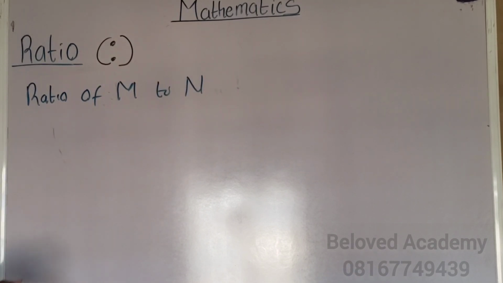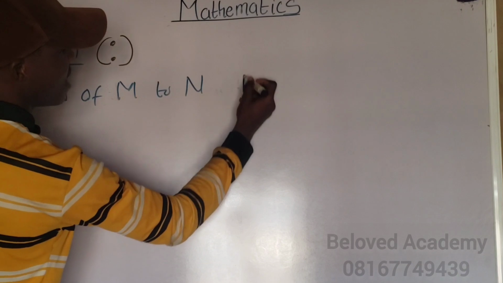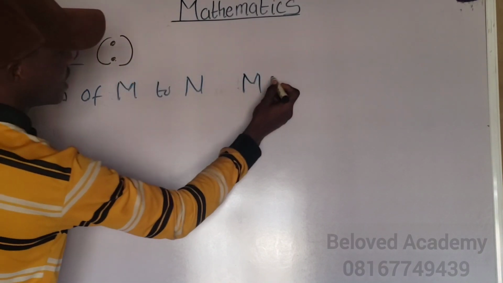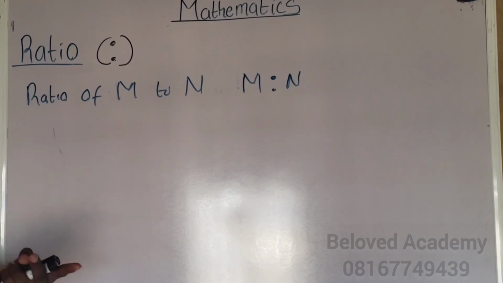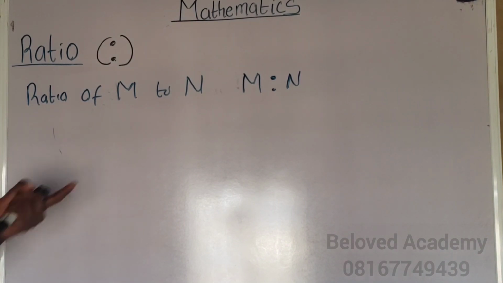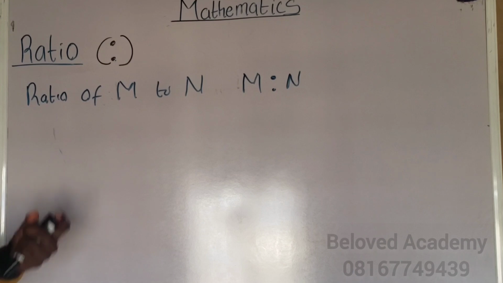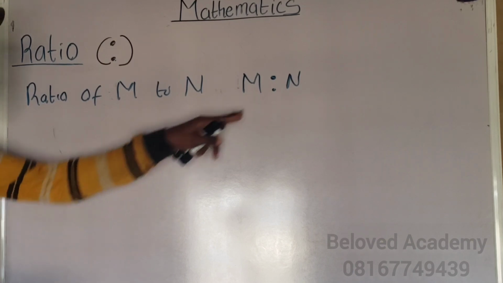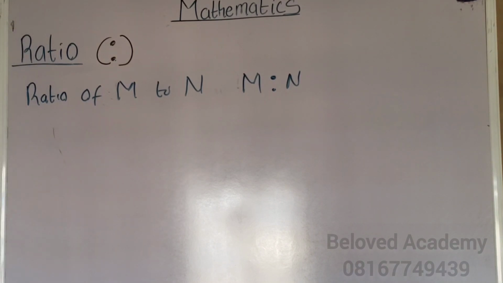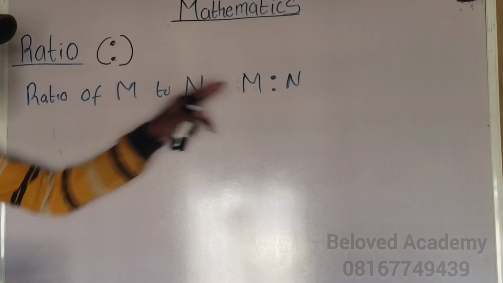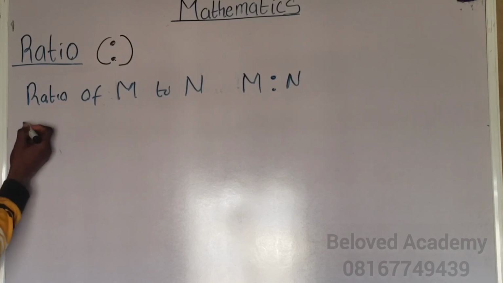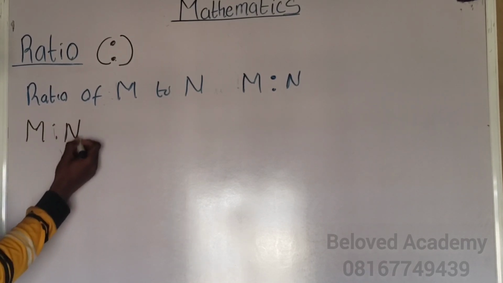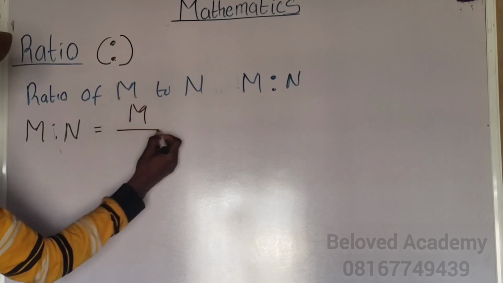The ratio of m to n can be expressed mathematically as m, this is the sign for ratio, n. Do you understand? When we're talking about ratio, we can also express this in fraction. To express this in fraction, the first quantity will be on the numerator, while the second quantity will be at the denominator. So, ratio m to n is equal to m over n.